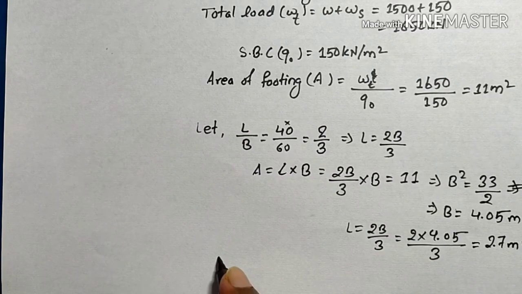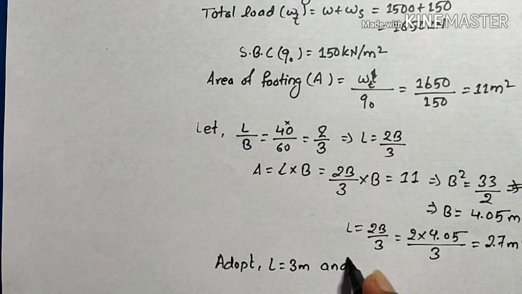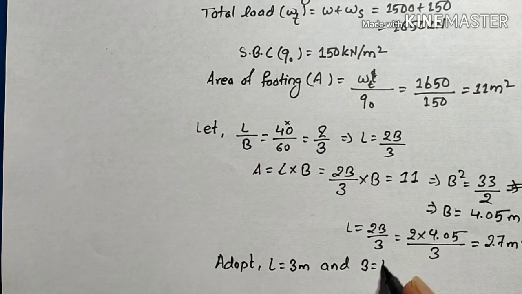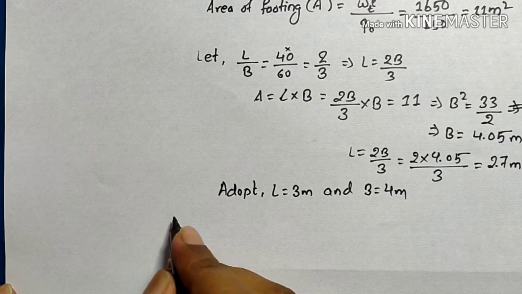So let's adopt L equals 3 meter and B equals 4 meter, and the multiplication of L into B will be equal to 12, which will be greater than 11. So it's okay, we can take this value.